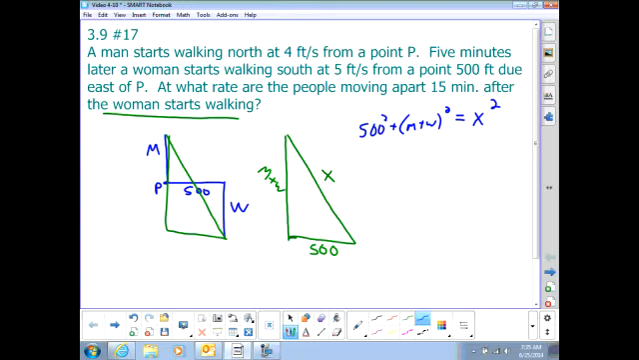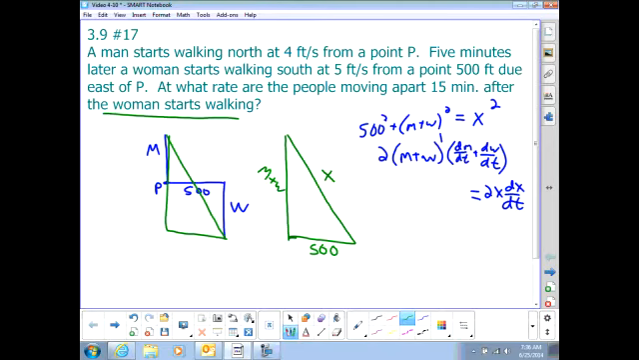So we'll go ahead and we'll take our derivative. Derivative of 500 squared, that's a constant, so that's just 0. Derivative of the m plus w squared, we'll get 2 to the first times dm dt plus dw dt. And that's going to be equal to 2x dx dt.